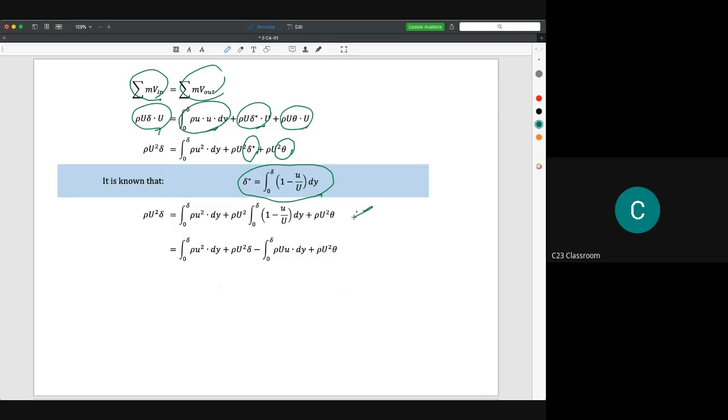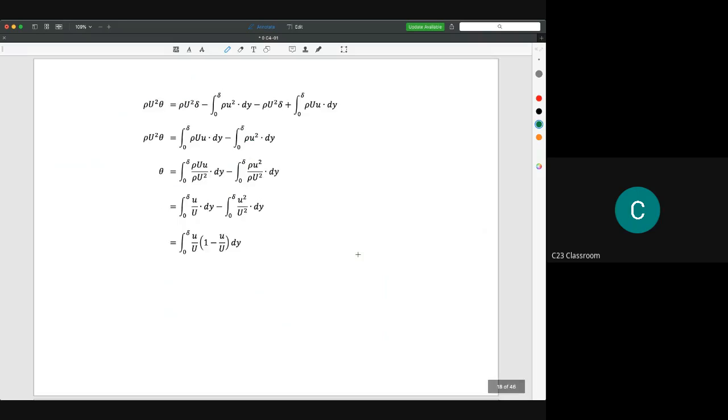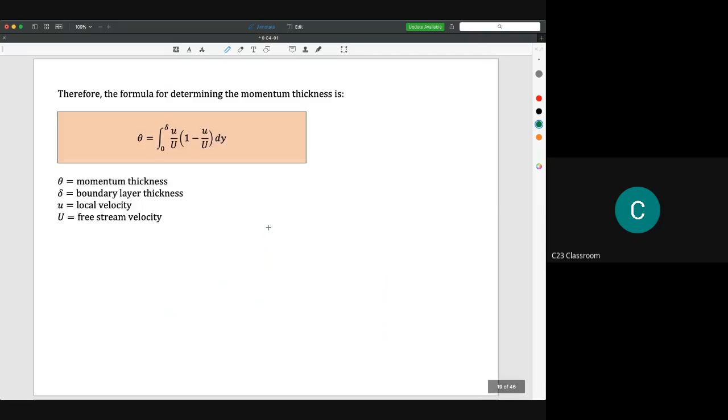So we substitute it in the equation, and then we bring theta to the left hand side to become the subject. Then we can simplify theta into this equation. Finally, I hope you remember that the equation of theta here is the integration from 0 to delta of u over capital U times 1 minus u over capital U dy, where small u is the local velocity, capital U is the free stream velocity, and theta is the momentum thickness. Okay, so this is the very basic equation.